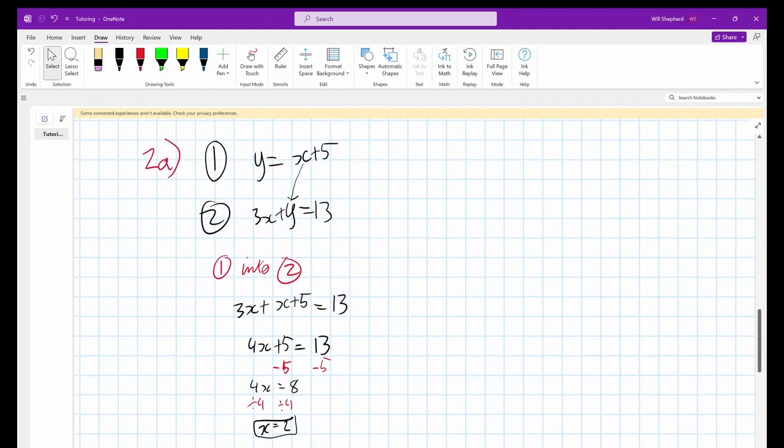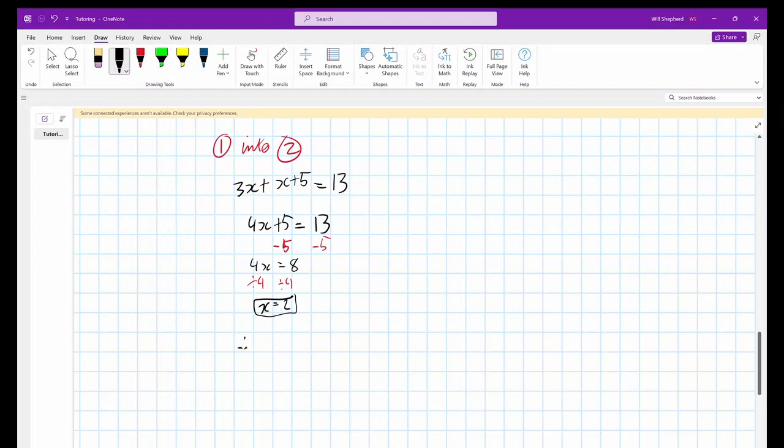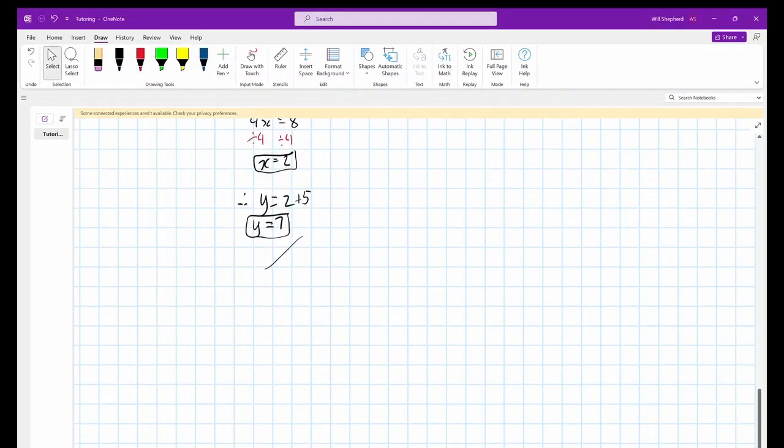Then we can put that straight back into the first equation, y equals x plus 5. So we could say y equals 2 plus 5, and of course 2 plus 5 is 7. So put a box around y equals 7, and that is done.